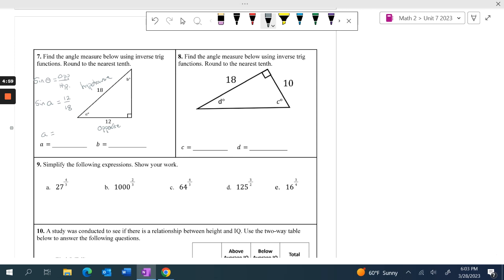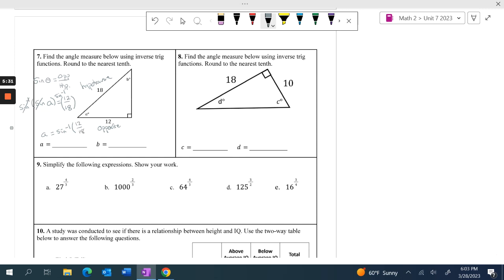So I need to eliminate sine from my equation. The way that I do that is I multiply both sides of the equation with the inverse sine function, which we represent as sine with the exponent of -1. When you multiply the inverse sine function with sine, they cancel each other out. So I get A is equal to the inverse sine of the fraction 12 over 18.